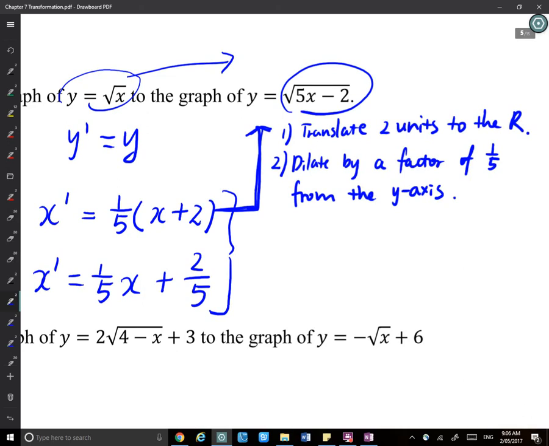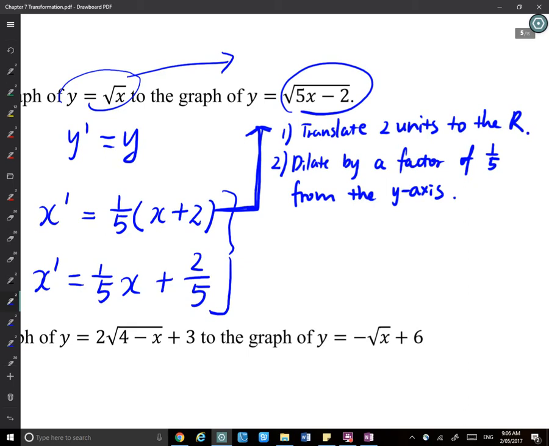Okay, dilate 1/5 from the y-axis. Translation first and then dilation. What I just told you, this answer is not wrong. This answer is correct, but I prefer a DRT order. Okay, I prefer a DRT order: dilation first, reflection, and then translation.